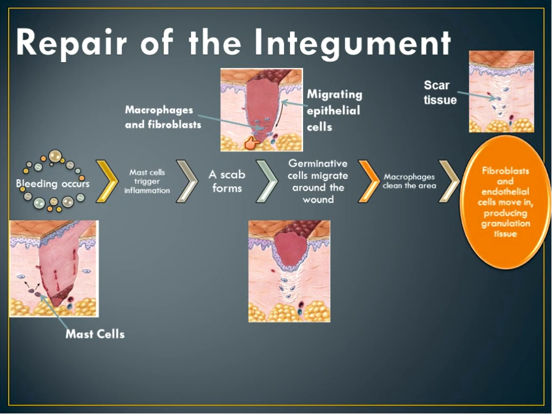cause cells to come to the area to clean up the infection and to regrow that dermis and that epidermal layer. Macrophages are immune cells that will come to the area and they will clean it up, so they'll get rid of any of the excess debris or microbes or anything that was in the area that shouldn't have been there. And what you're going to be finally left with is what we call granulating tissue or scar tissue. So fibroblasts, endothelial cells, they kind of move in and they will produce this scar tissue or granulating tissue as a way of repairing the integument.